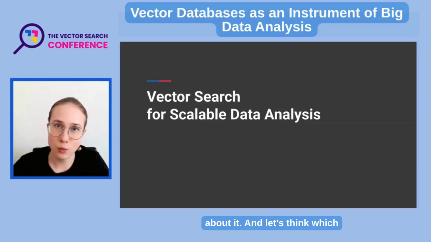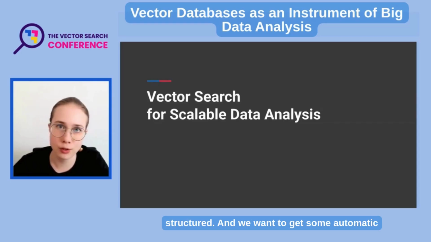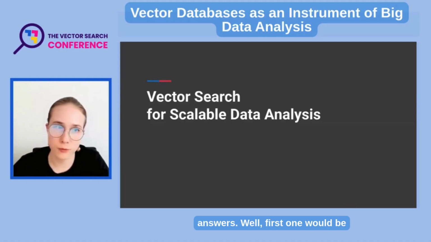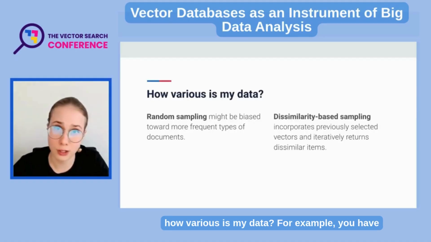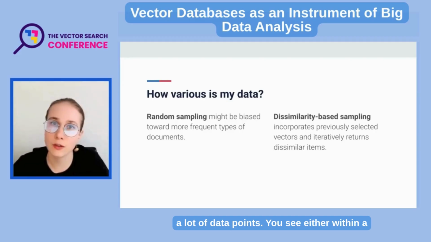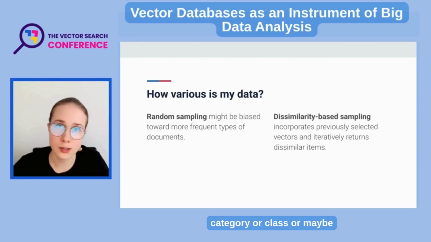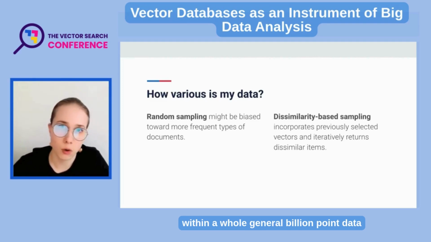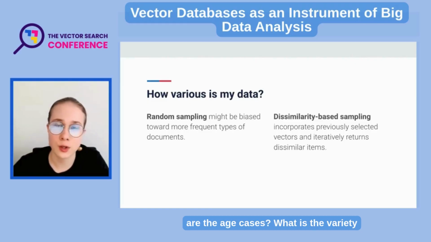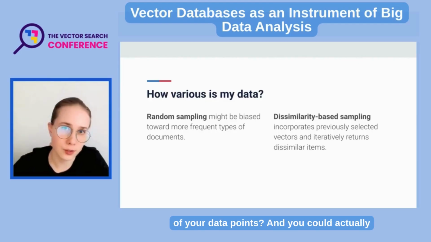And let's think which questions would be asked to our data when it's all full in front of us and structured, and we want to get some automatic answers. Well, the first one would be, how various is my data? For example, you have a lot of data points. You want to see either within a category or a class, or maybe within the whole general billion point dataset, what are the possibilities? What are the edge cases? What is the variety of your data points?